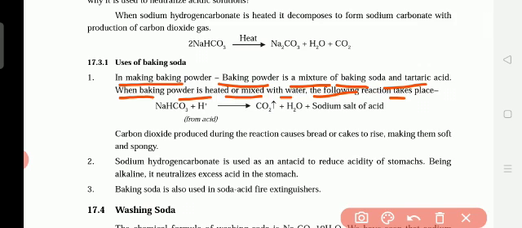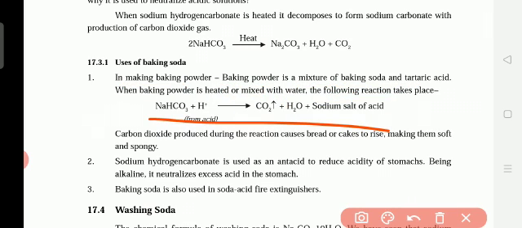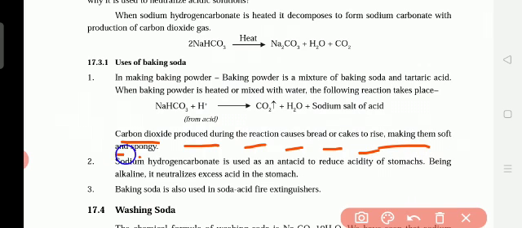So how do we make baking powder from baking soda? Baking powder is a mixture of baking soda and tartaric acid. When baking powder is heated or mixed with water, the following reaction takes place. When it is heated, carbon dioxide gas is released, and we get water and the sodium salt of the acid. Carbon dioxide produced during the reaction causes bread or cakes to rise, making them soft and spongy.